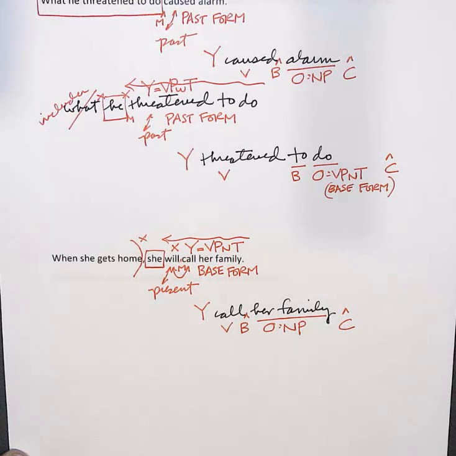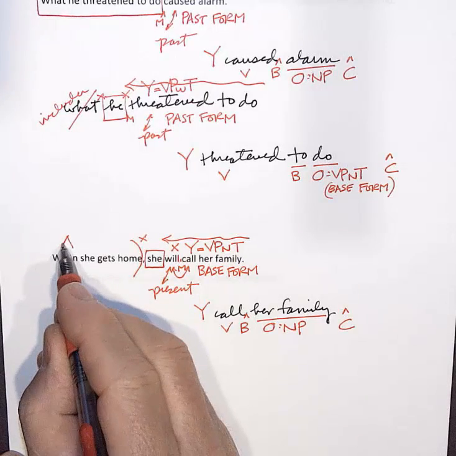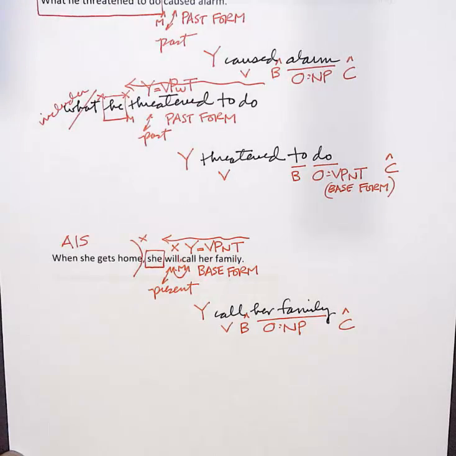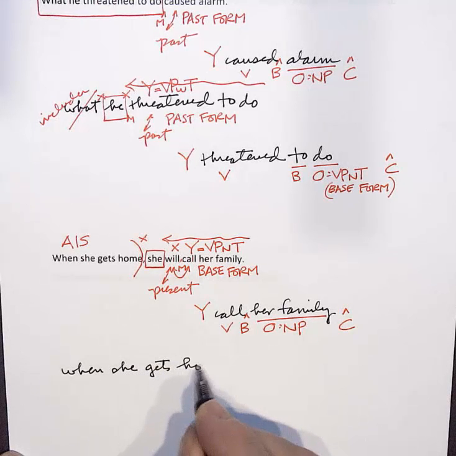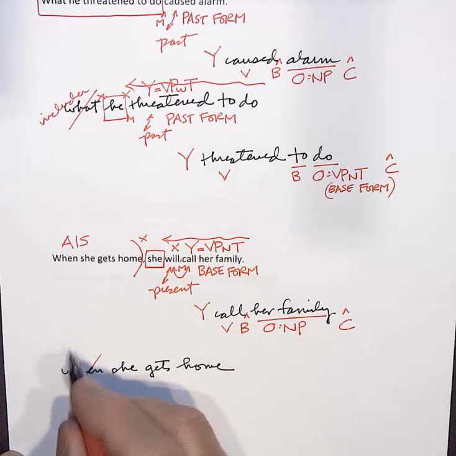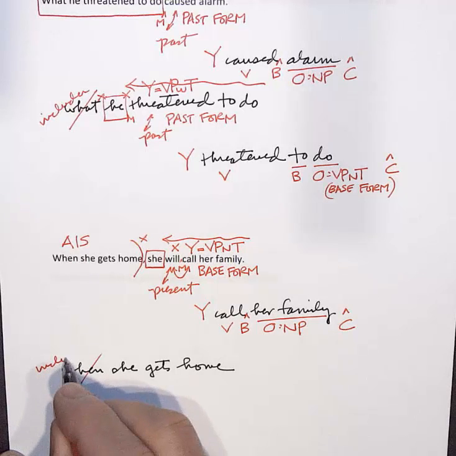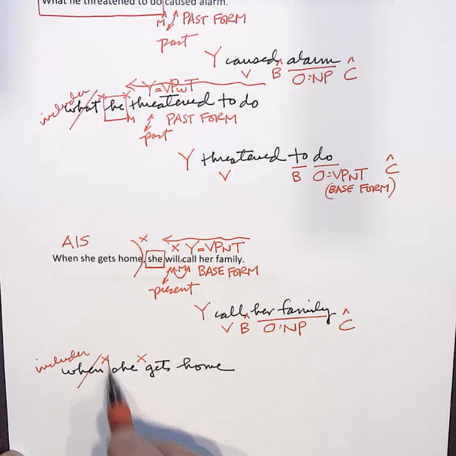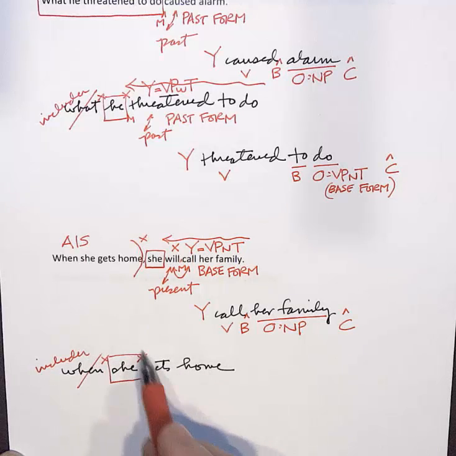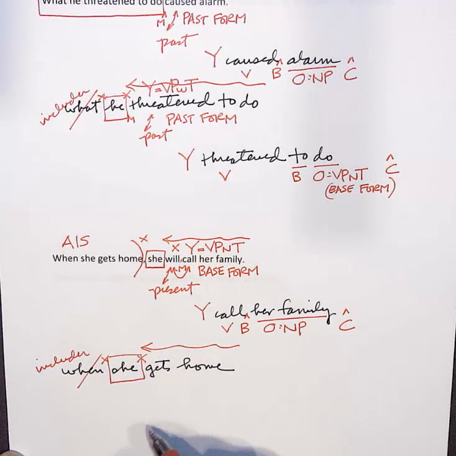Okay. Now, when she gets home is an adverbial included sentence. So let me write that down and we'll take a look at it. When she gets home. Okay. When is the includer. There's no shifter. Does she get home? She does not get home. She is the subject. Gets home is the predicate.